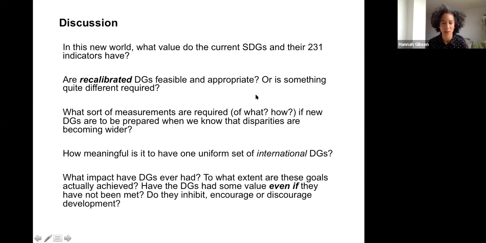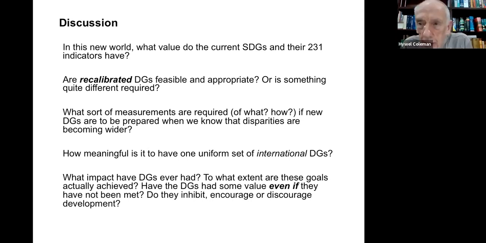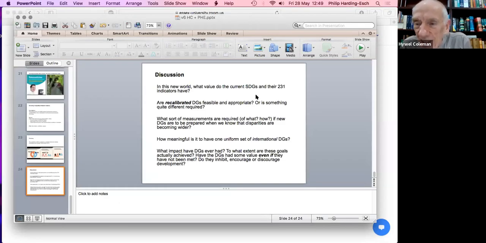So yeah, perhaps while we're waiting for people to share any questions that they might have, I wonder if I could turn one of these questions back to the two of you. Perhaps I'm looking at the fourth one here. How meaningful is it to have a set of uniform international goals? I wonder if you would like to share your thoughts on that while we wait for other people to share some of their questions. Can I pass that to Philip? See what he thinks about that.